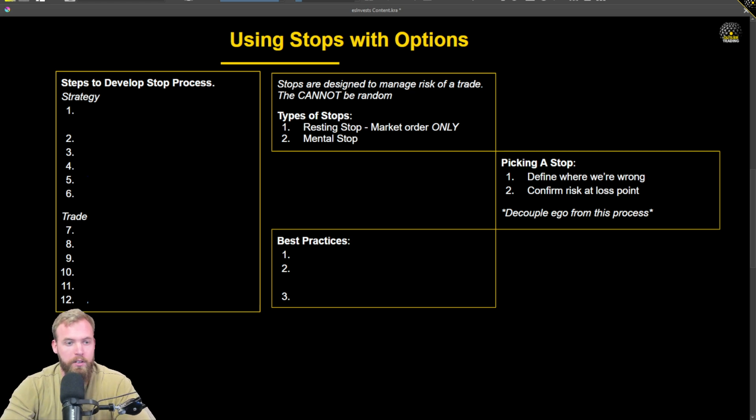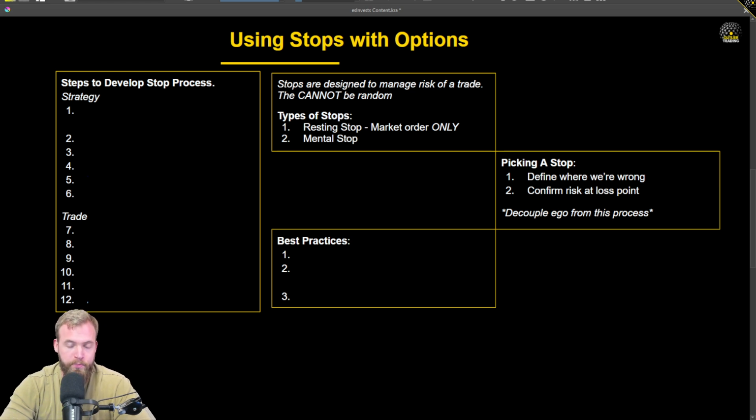That's the problem here. Now, when it comes to picking a stop, there are two elements that go into this equation. We need to define where we are wrong. And your ego is going to have a big problem with this. This is why most people don't do this at the onset of the trade, because we don't want to think about the scenario where we're wrong.